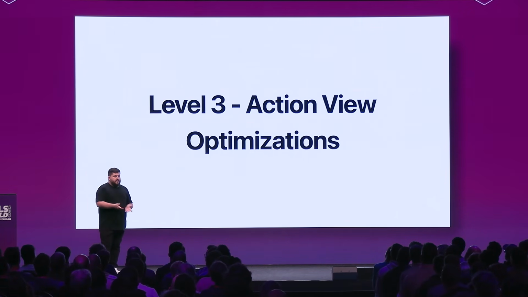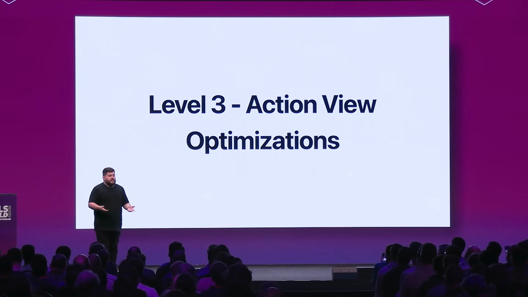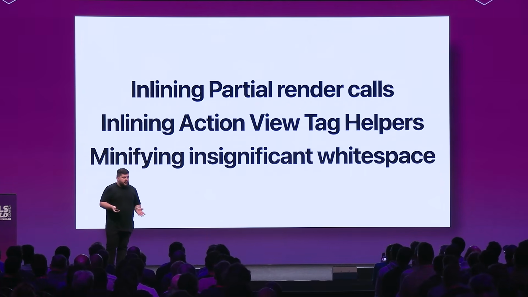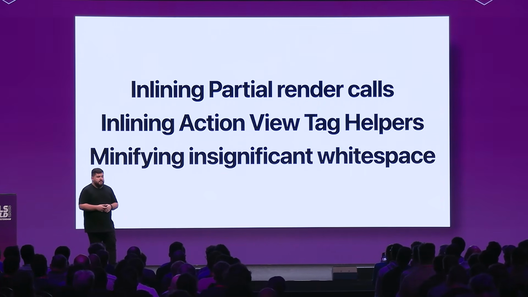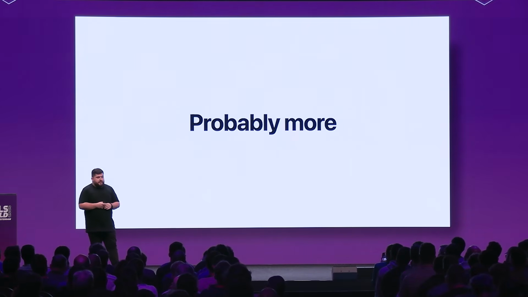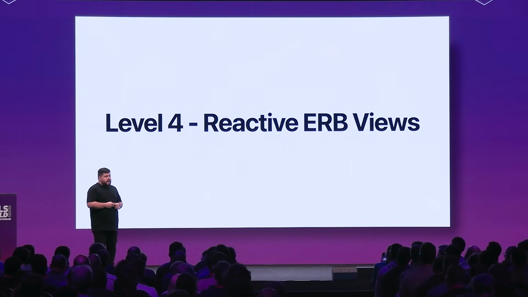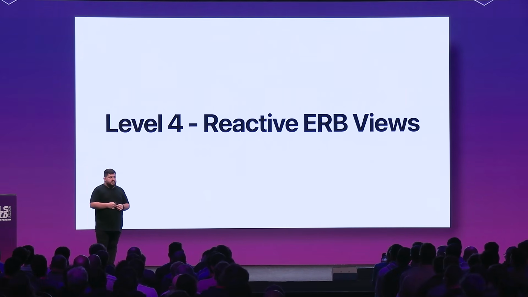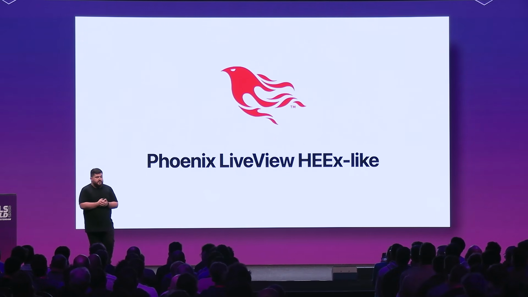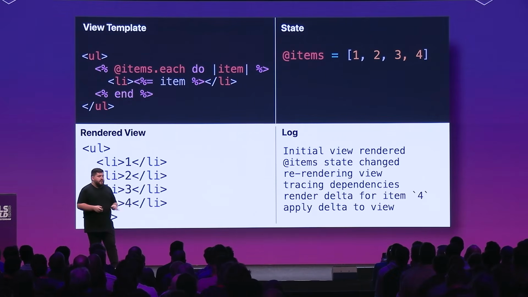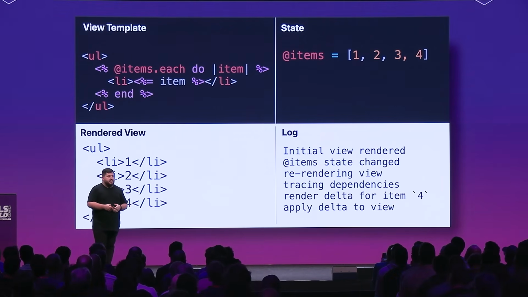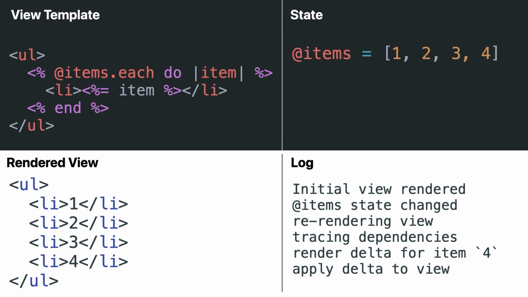Then the next point would be to look at whether we can optimize things inside ActionView itself now that we have all this introspection. There are some ideas here to inline partial render calls, maybe inline some ActionView tag helpers, and more. But this needs more exploration, and I'm not sure if that's really viable. We can also take inspiration from Phoenix LiveView and its HEEx templates. If we know about these templates, we can track state, see what changed before and after, and only render the relevant pieces, so you don't have to render the whole template every time.